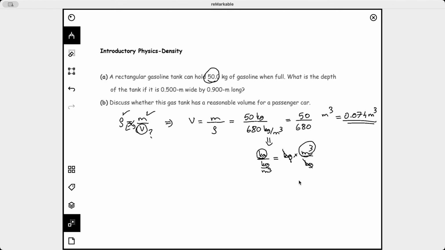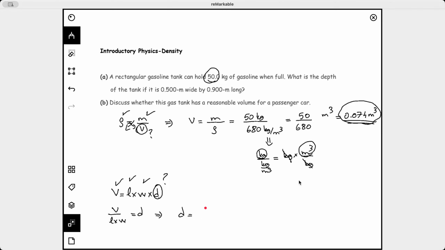Also, we know the volume in terms of its dimensions. It's going to be L times W times D. Now we know the V, since we used the density formula to calculate it. We know the L and the W, they are given in the problem. We can find this D using this equation. If you just isolate the D, D equals V divided by L times W.